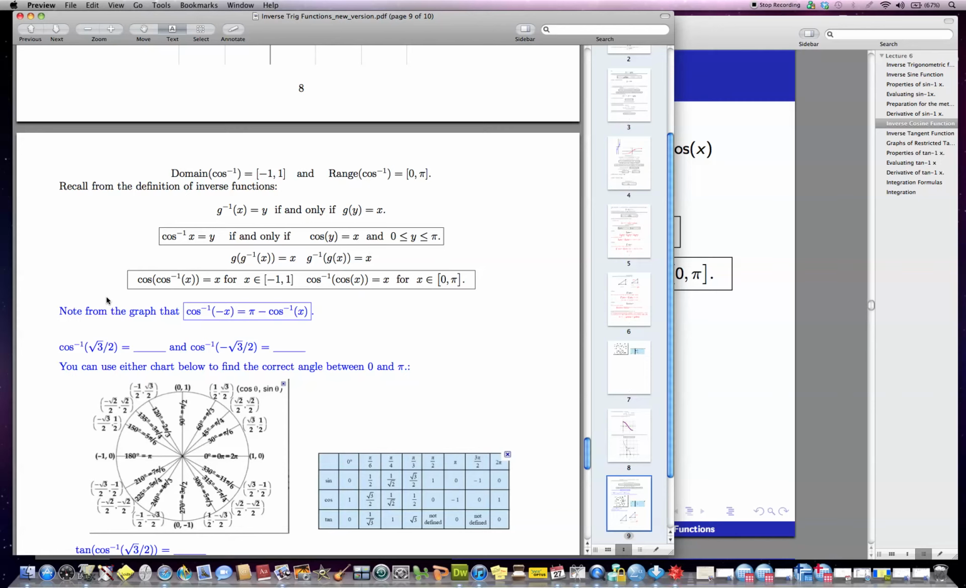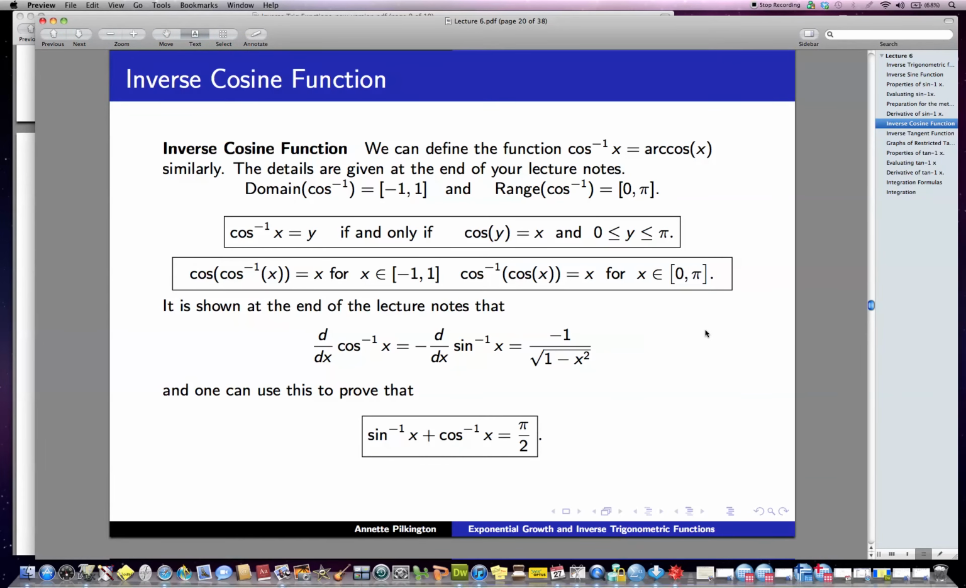So y is that unique angle between 0 and pi for which cosine of y equals x. We have cosine of cosine inverse of x equals x for any x between minus 1 and 1, and cosine inverse of cosine of x is x for all angles x between 0 and pi. So cosine inverse will always give you an angle between 0 and pi. You can also prove using implicit differentiation that the derivative with respect to x of cosine inverse is minus the derivative of sine inverse. And in fact, you can use that to prove that sine inverse plus cosine inverse is equal to pi over 2.